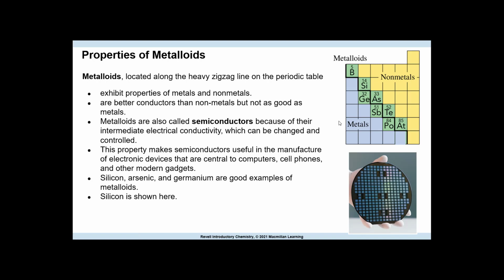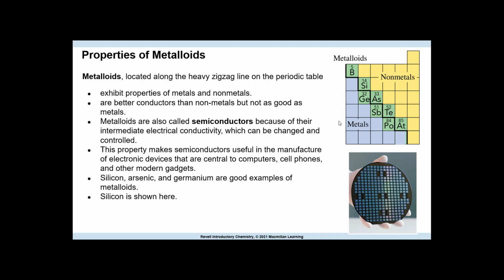Properties of metalloids. Metalloids are connected in that staircase. They exhibit properties of metals and nonmetals. So they have a combination of both. They are better conductors than nonmetals, but they're not as good as metals. Metalloids are semiconductors because of their intermediate electrical conductivity.